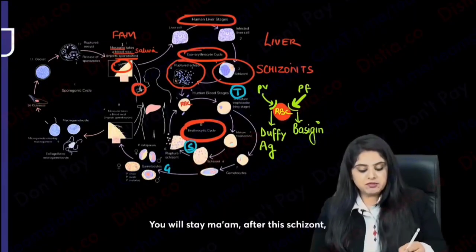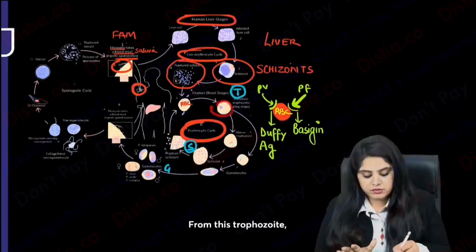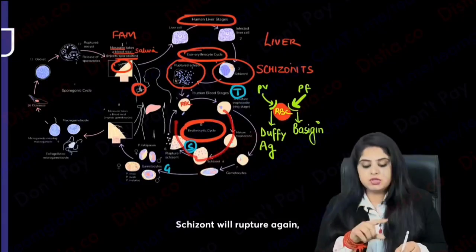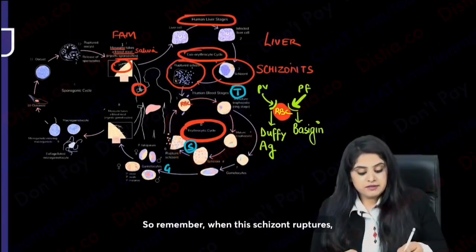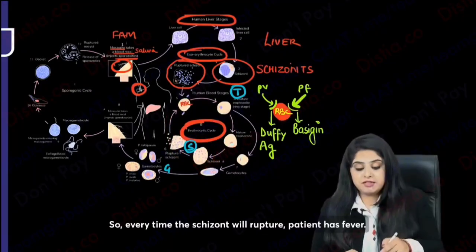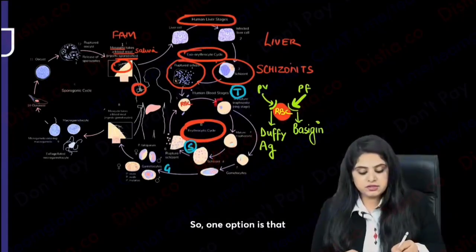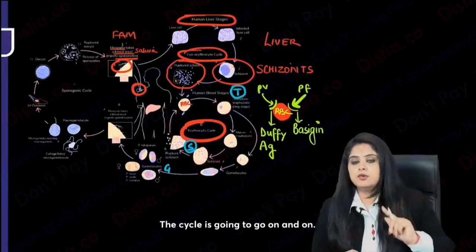You will say, ma'am, after this, there are two things. From this trophozoite, either there is going to be a schizont formation, the schizont will rupture, and that cycle will keep on going. So remember, when this schizont ruptures, that is when the patient has fever. Every time the schizont ruptures, the patient has fever. So one option is that the trophozoite forms a schizont, the schizont ruptures, it goes back onto the RBC, and the cycle goes on and on.